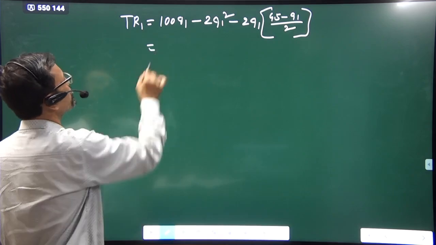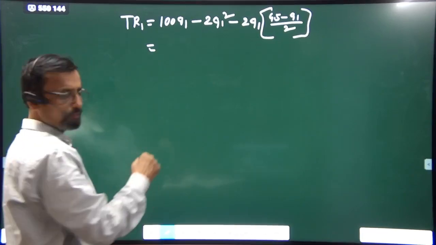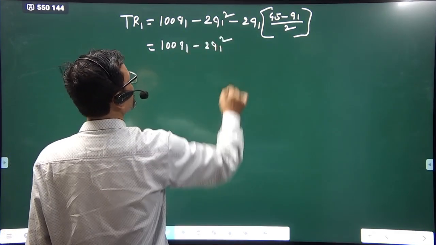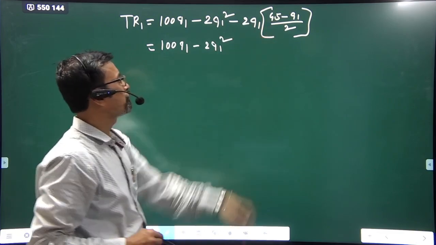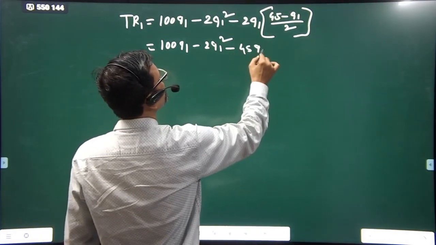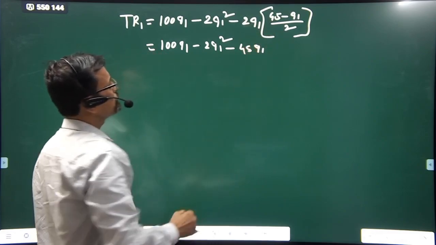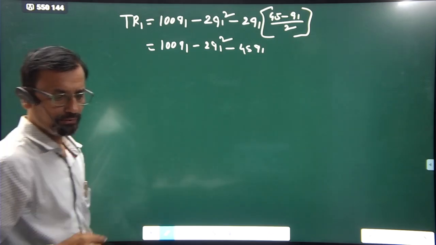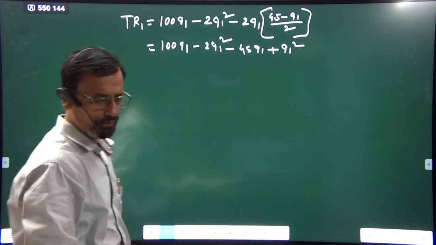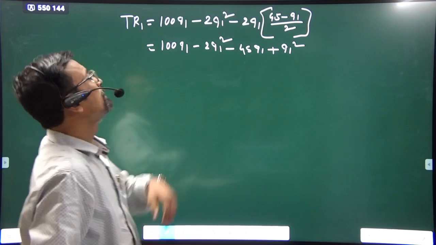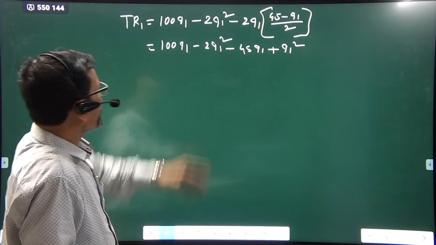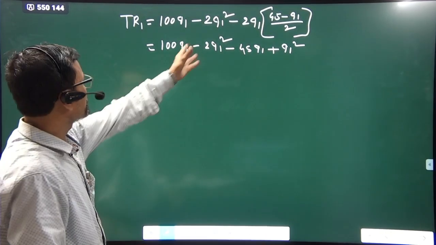This is how we will get 100Q1 minus 2Q1 square, the 2 cancels, so 45Q1 minus Q1 square. This is the total revenue that we get after putting the value of Q2. Now we can find the marginal revenue from this directly.